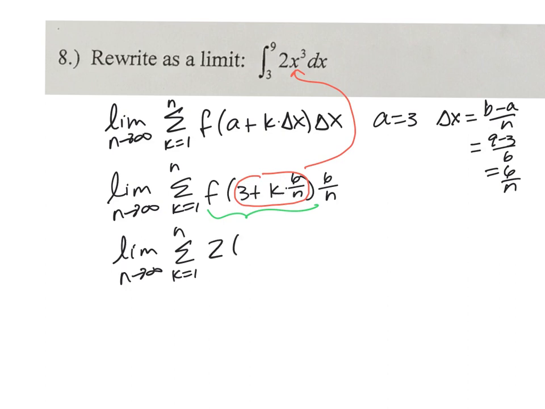2 times, parentheses, now we're going to take all that and put it in for x, so it would be 3 plus 6k over n. All right, and then cubed, remember we cubed that, and then times 6 over n. So again, all we did is we took this input and put it in for x. So 2 times all that input to the third power. And that's it.